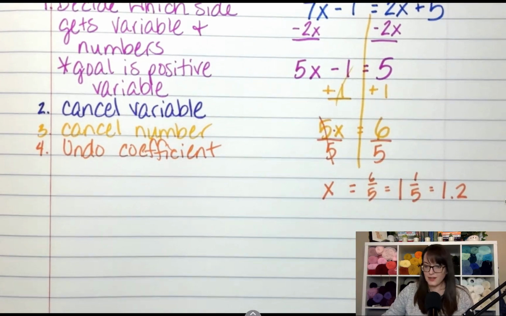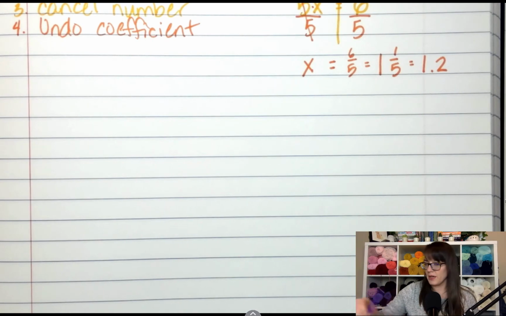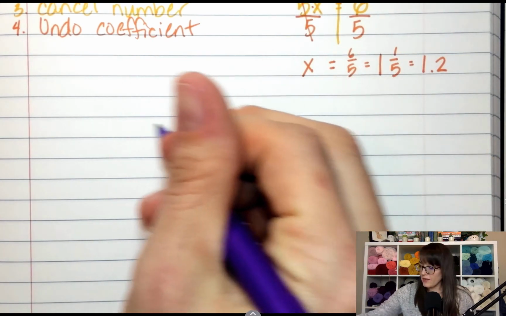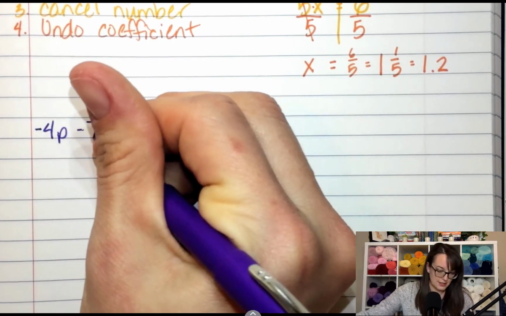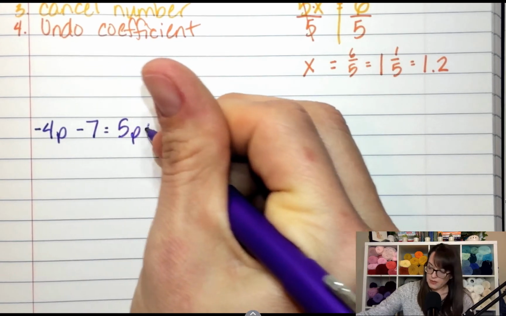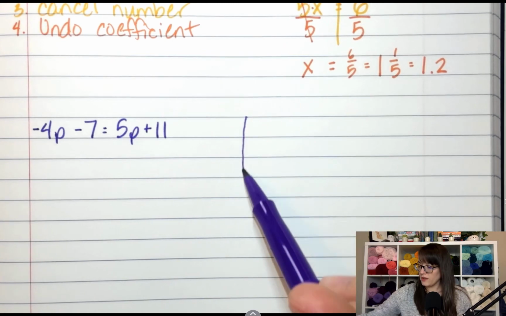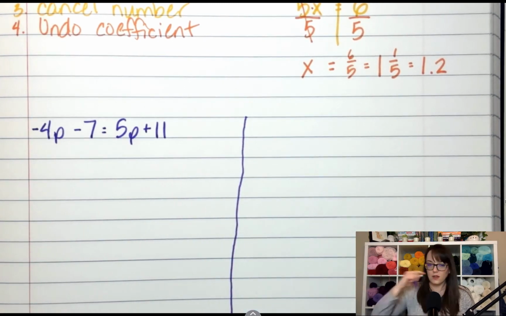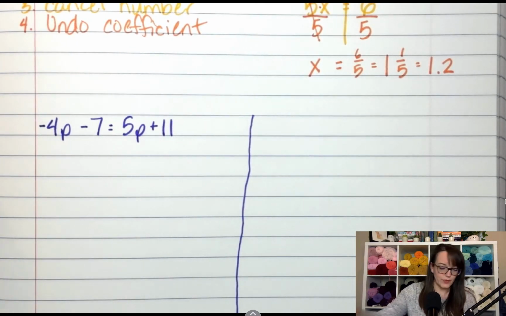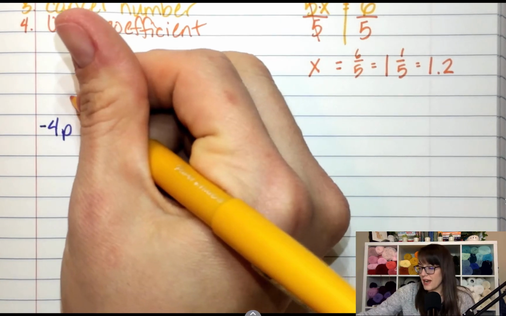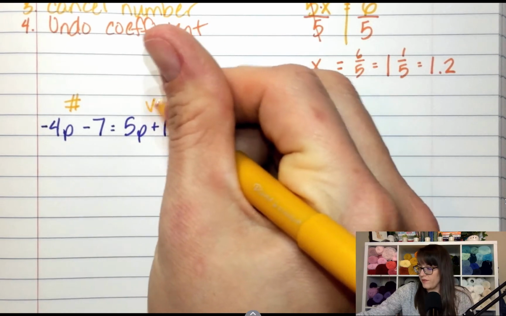All right, let's do another example, and I want to test out a theory. Not a theory, I know it works, but I want you to see how it works. So I've got negative 4p minus 7 equals 5p plus 11. We're going to split our paper in half here. So only work on the left side of your paper, if you will. Only left. Well, that was a crooked line. All right, left side only. Let's say that I choose that I want numbers on the left side and variables on the right side.